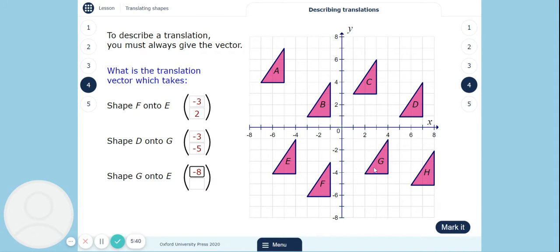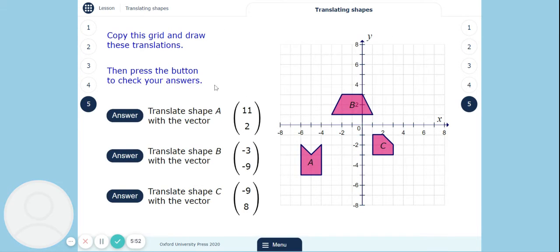And then you can see it's not moved any up or down at all. So that's going to be the case where I put a 0 in there. Okay, let's check those. Got them all right. That's great. And let's have a look what's next.